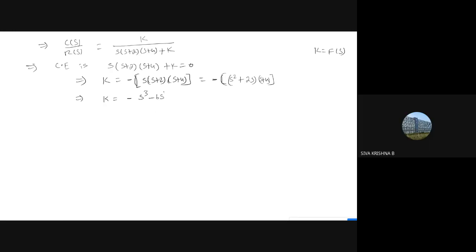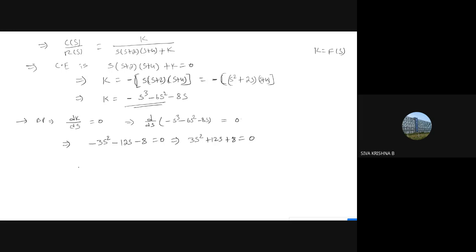This is K. Now you have to find the break points. That means dK by ds equals 0. That implies d by ds of (s cube plus 6s square plus 8s) equals 0. If you take minus common and put it outside, you will get positive values. Differentiate this and directly tell me. Minus 3s square minus 12s minus 8 equals 0. So 3s square plus 12s plus 8 equals 0.